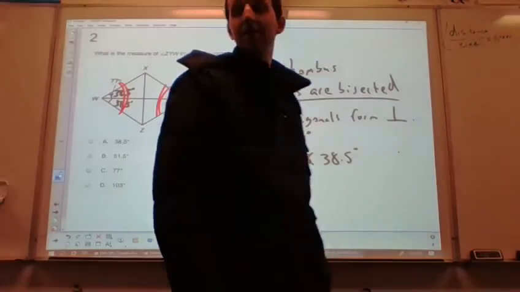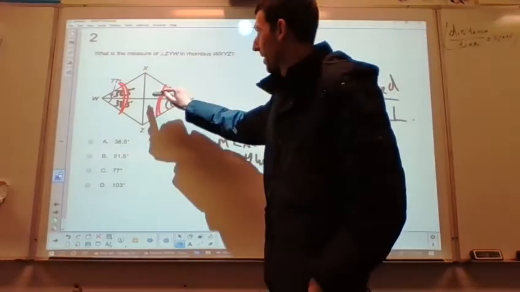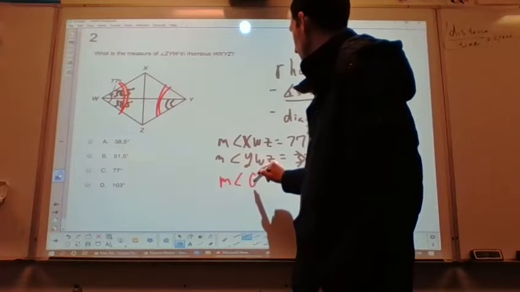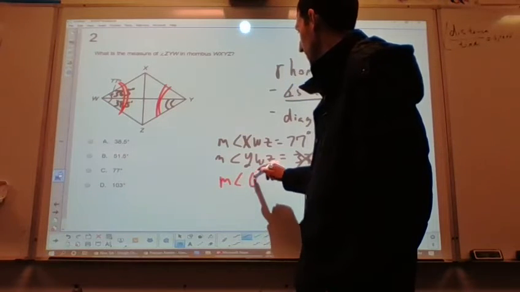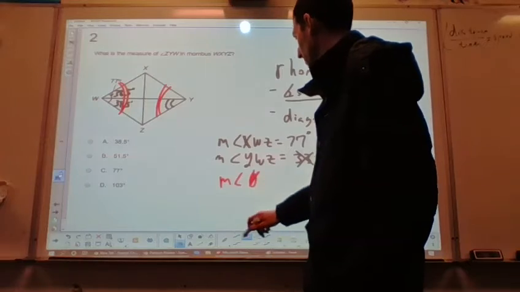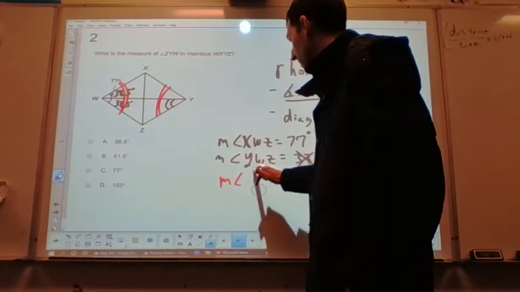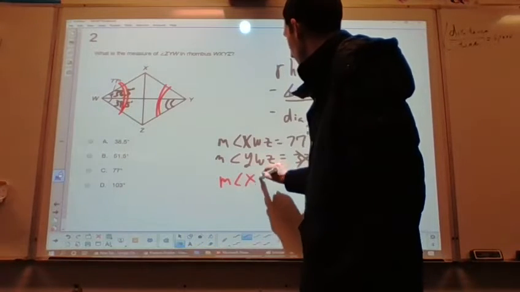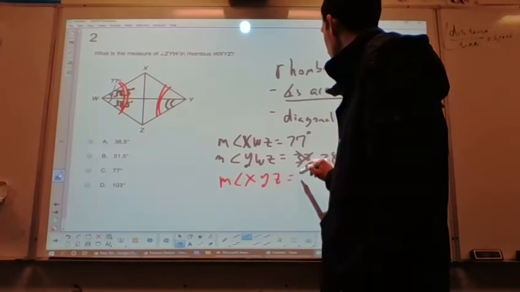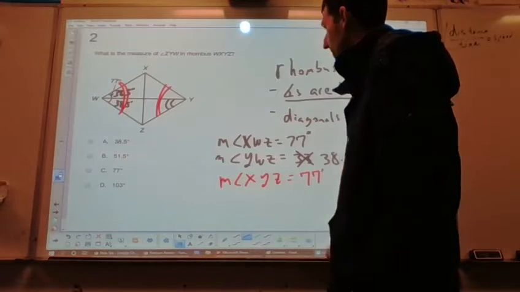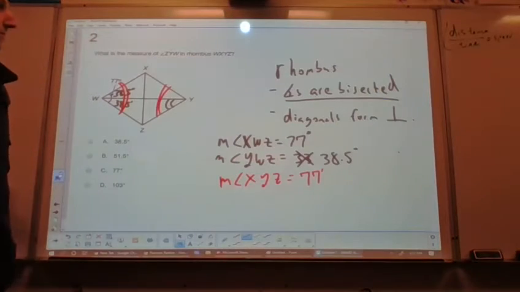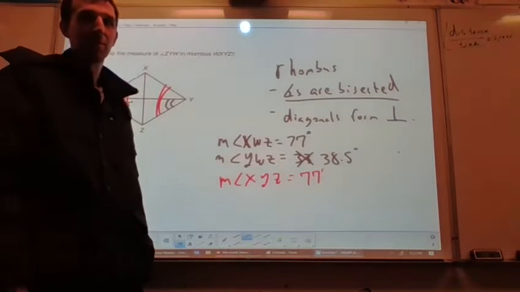So really, what I have in red here, the measure of angle XYZ, as I write an O, which is crazy. Let me check that again. The measure of angle XYZ is equal to 77 degrees. So think about what you're looking for, and that should be good enough to solve the problem, right?